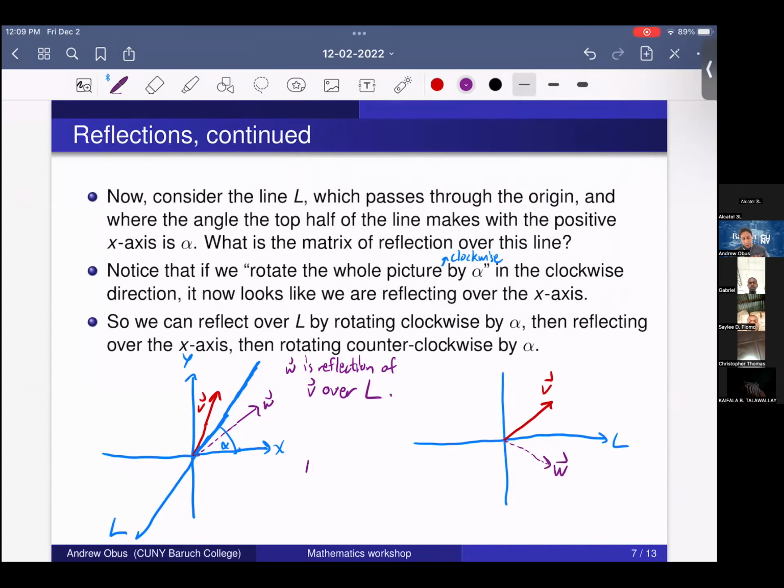So this is what happens if I rotate by angle alpha clockwise. This picture now becomes this new picture, where my new line L, I've rotated it by alpha clockwise, so it's now horizontal, and my vectors v and w have also been rotated appropriately. So v has gotten rotated to here, and w has gotten rotated to be down here by L. So I've rotated the whole picture by alpha clockwise. I've left the axes in place, but I've rotated everything else by alpha clockwise.